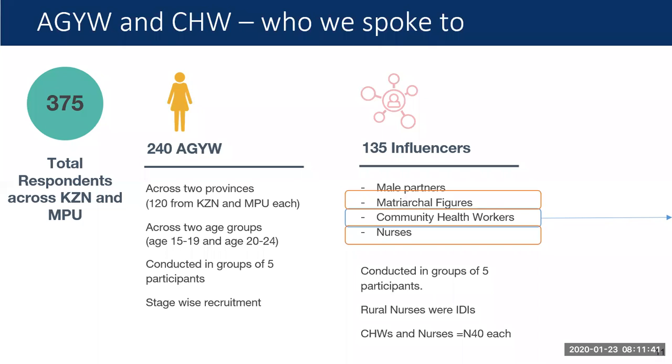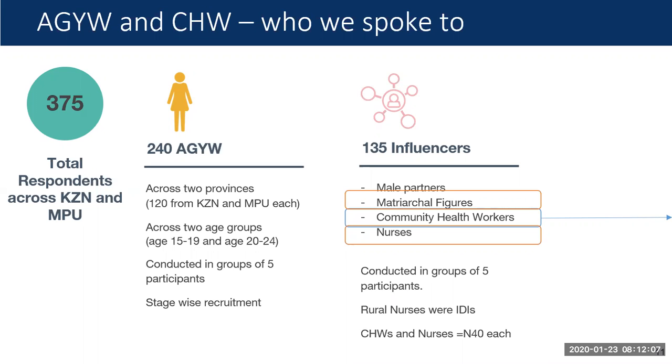Just very quickly to talk to you about who we spoke to. In total we spoke to almost 3,400 people. I'm going to speak about the qualitative work, where we focused on community healthcare workers, nurses, matriarchal figures, and male partners. But the three in the box is what I'm going to speak about primarily.